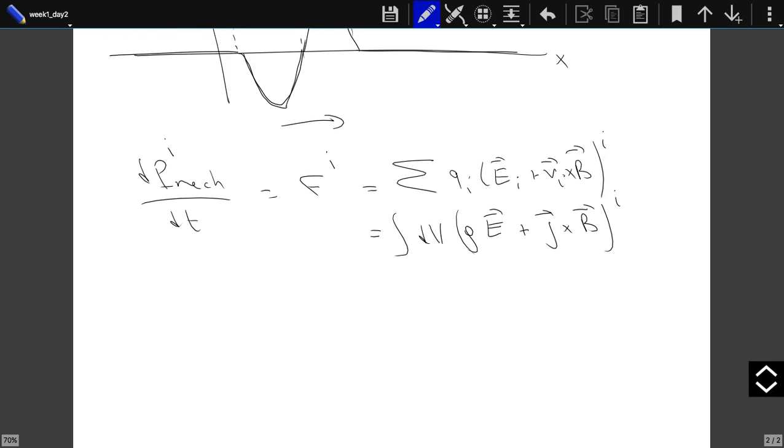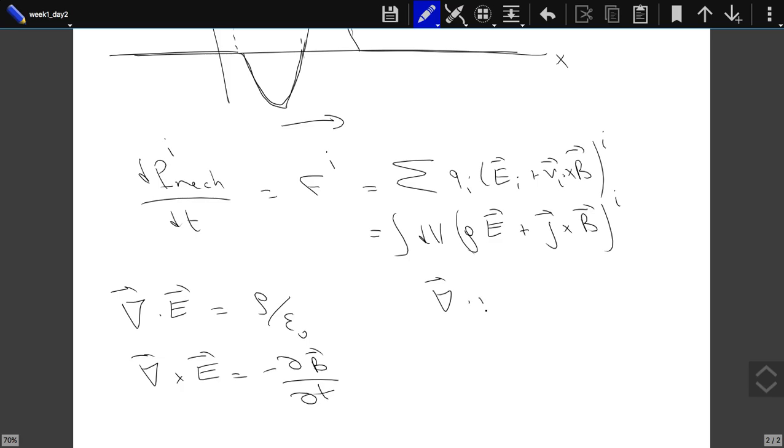Let's again remember Maxwell's equations. We have del dot E is equal to rho over epsilon 0 in vacuum. Curl of E is equal to minus dB by dt. Del dot B is equal to 0. By the way, I also suggest you write Maxwell's equations at every opportunity you get so that you remember them. And the curl of B is equal to mu 0 J plus mu 0 epsilon 0 dE by dt.